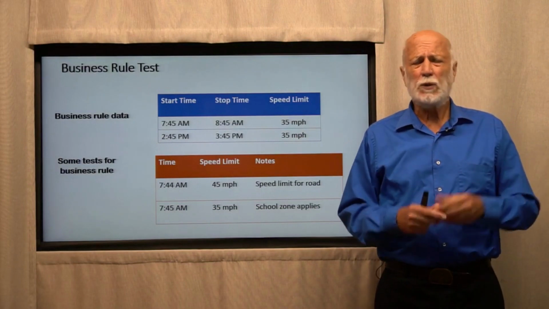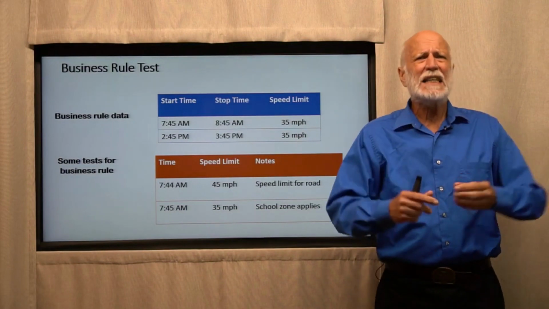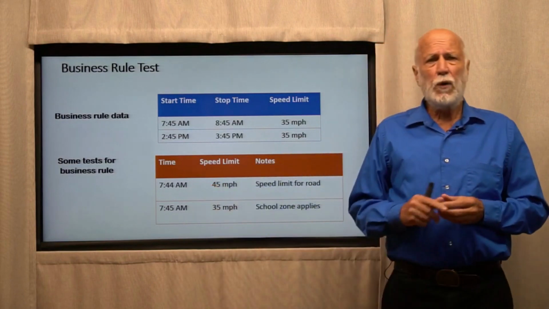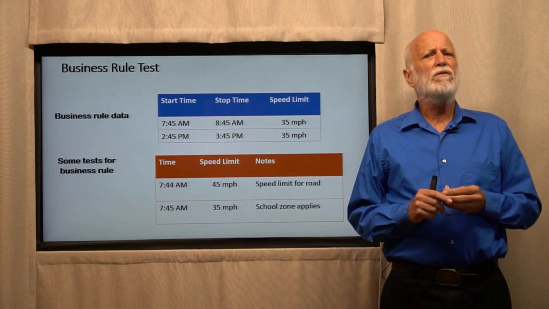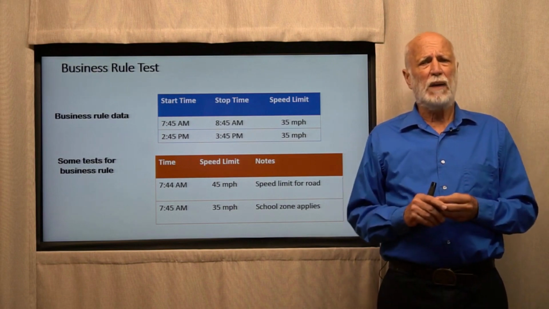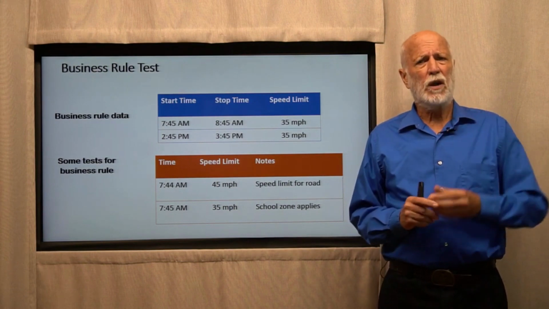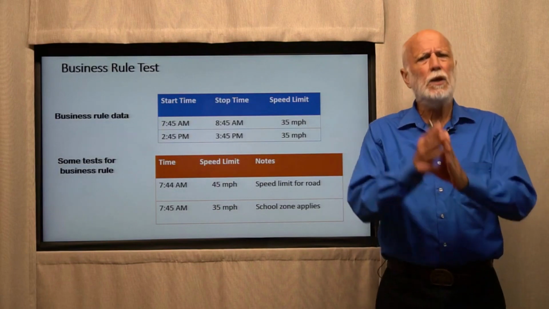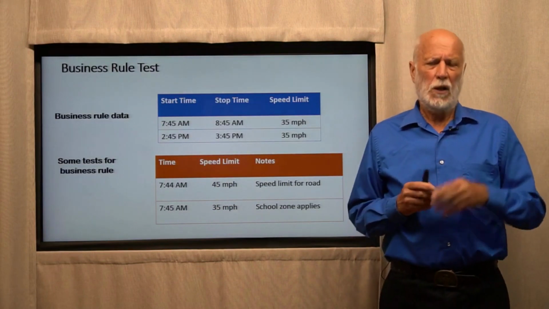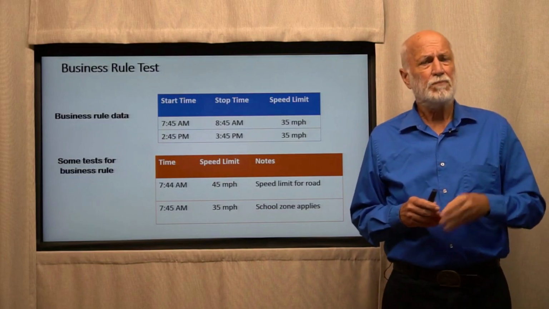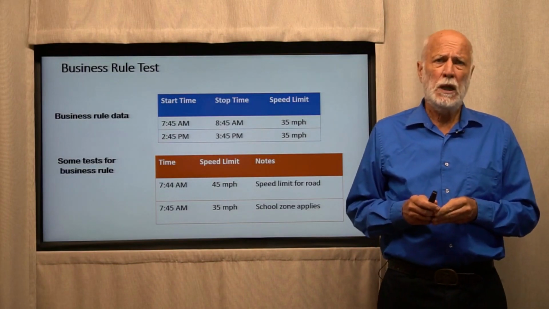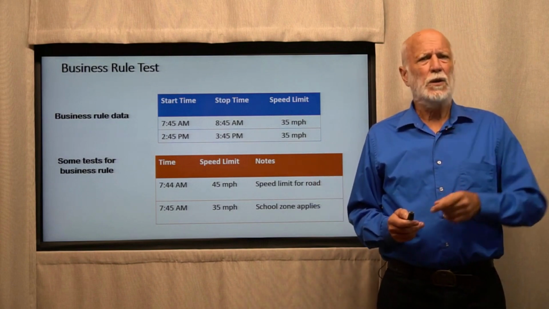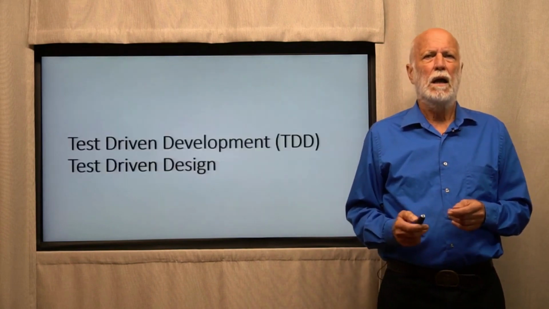Now, once again, once we come up with these tests, we can start to ask a few more details. Is it exactly 7:44? What about 7:44:01? Can I still be at 45 miles an hour? And so forth. And once again, how quickly do I need to slow down? And exactly where does that 45 or 35 mile per hour begin? Does it begin at the school zone, at the speed limit sign, or somewhere else? So that's our business rule test.